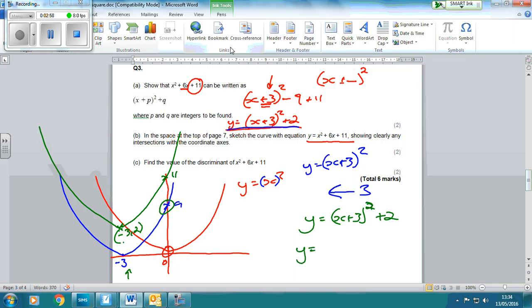And if we don't know that, again, we're sketching y equals x squared plus 6x plus 11. So to find out where any curve or line goes through the y-axis, we set x equal to 0. So y equals 0 squared plus 6 lots of 0 plus 11. So it should go through at 11, which it does. So this green one here is the graph of y equals x squared plus 6x plus 11.